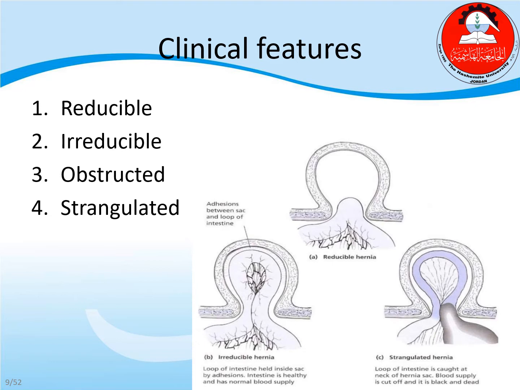And if the patient starts to suffer from increasing pain and tenderness over the hernia, generalized abdominal pain, fever, sweating, then that will raise the suspicion of strangulation of the hernia.